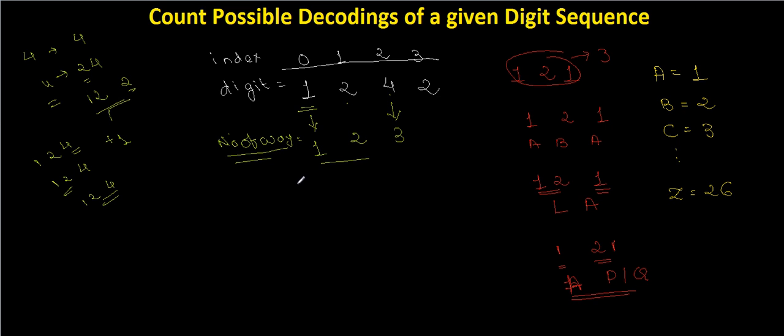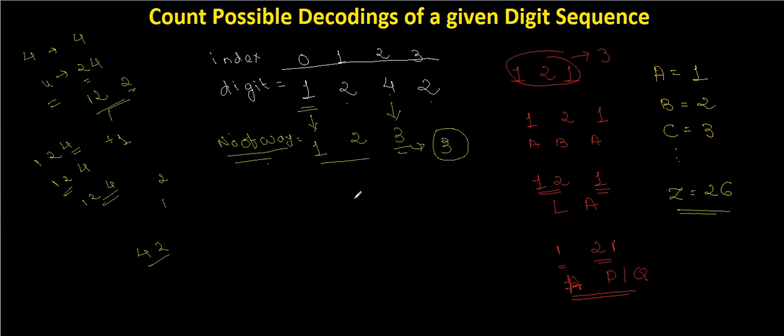Now 2 can be decoded in only one way, but clubbing with all the previous ones, in how many ways can we do it? Can we merge 4 and 2? Yes, we can merge, but this will not give any result because the largest element is Z, which is 26. So 42 will not give any decoding. So we can decode it in only one way. So the same value we will copy here, 3. So the total number of ways will be the last element, 3.